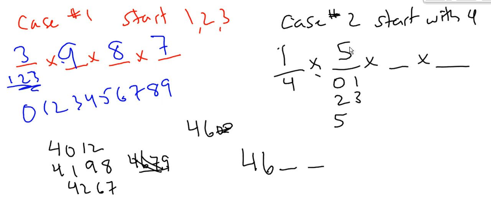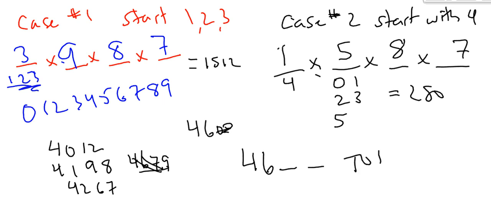Now, once I've placed those first 2, as long as I know I'm under 4600, I can then pick any number left over, there would be 8, and then any number left over, there would be 7. So in total, in the first case, 3 times 9 times 8 times 7 is 1,512 different numbers. And in the second case, 1 times 5 times 8 times 7 is 280. So the total for this question, adding them together, what does that give me?